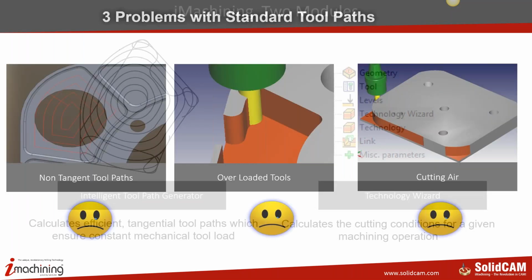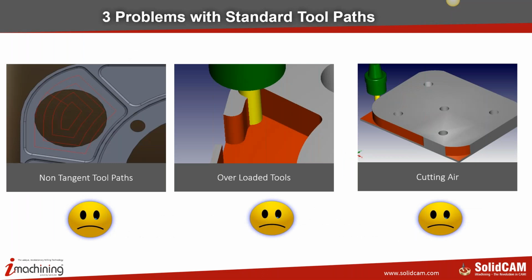So what are the current problems that you have with the standard toolpaths that you have today, the conventional toolpaths that are generated by CAM systems? First of all, they are non-tangent toolpaths. You get sharp corners, and these sharp corners produce a lot of mechanical stress on the machine when it has to translate from one direction to the other direction. The second one is overloaded tool.